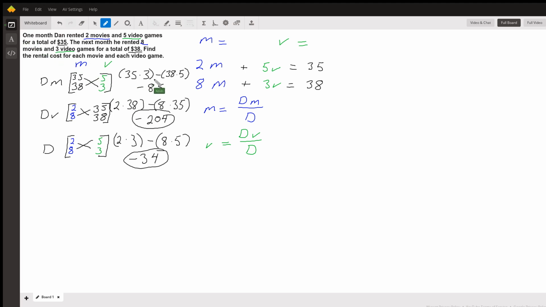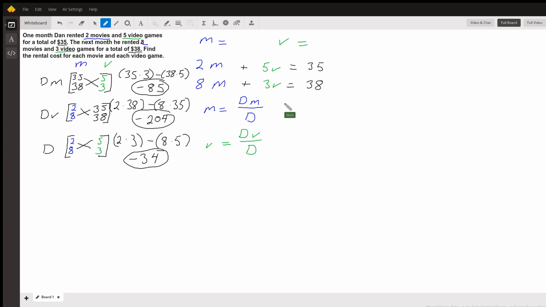So now, our determinant of M equals negative 85. Our determinant of V equals negative 204, sorry, negative 85 was the determinant of M. And our determinant equals negative 34. So here's our formulas to find our variables. M equals the determinant of M over D. So we have everything we need.